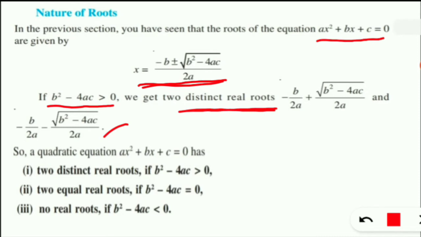So a quadratic equation ax square plus bx plus c equals 0 has two distinct real roots if b square minus 4ac is greater than 0. Similarly, two equal roots if b square minus 4ac equals 0, and the last one is no real roots if b square minus 4ac is less than 0. Clear?